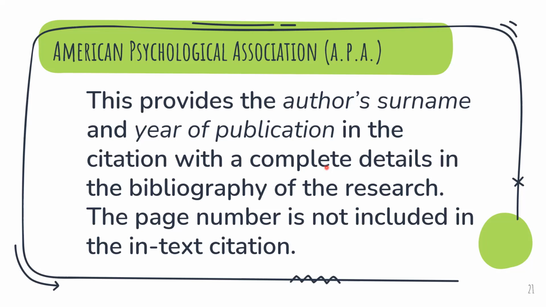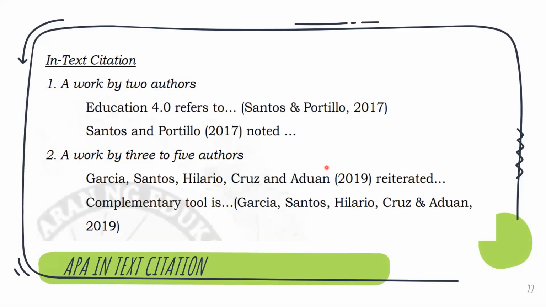When we say APA, this provides the author's surname and the year of publication in the citation, with the complete details in the bibliography of the research. The page number is not included in a text citation. So today I'm going to show you some examples of APA.